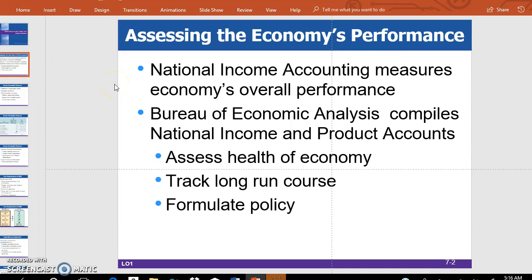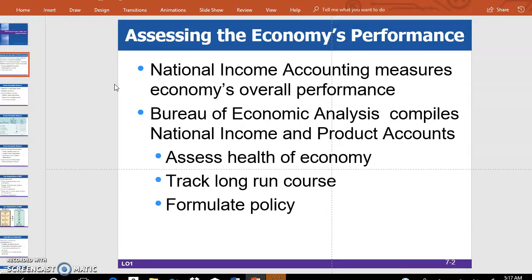In assessing the economy's performance, we need to measure the size of the output of the economy, right? So this national income accounting system is the one we use to measure the size of the output of the economy, and with that it will tell us the overall performance of the economy, how much output the economy is producing given all the resources, right? Land, labor, capital, and entrepreneurship and technology.